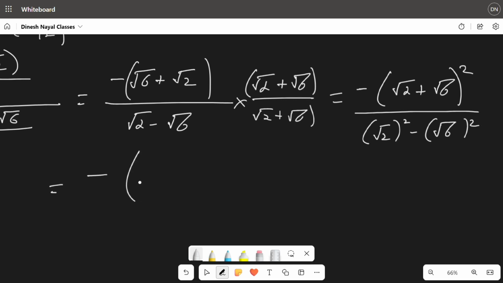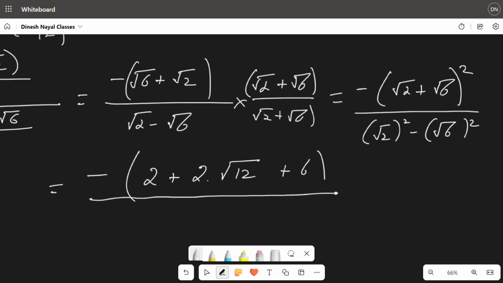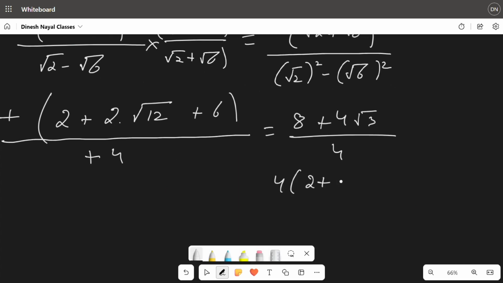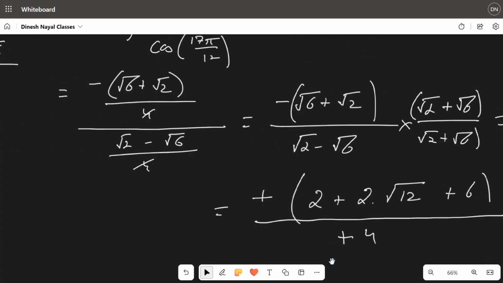Now expanding this, root 2 square will be 2, plus twice ab, that means 2 into root 2 into root 6 is root 12, and root 6 square is 6, whole upon 2 minus 6, which is minus 4. We can cancel the minus signs, which becomes plus. So 2 plus 6 is 8. Root 12 is 2 root 3, so 2 into that is 4 root 3. So this is 8 plus 4 root 3 by 4. Now you can take 4 common, so this will be 2 plus root 3. The 4 and 4 get cancelled. Hence tan 17 pi by 12 is 2 plus root 3.